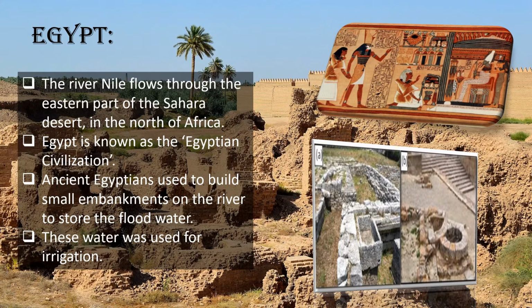Also, ancient Egyptians used to build small embankments on the river to store the flood water, because the flood water was very good for agriculture. After the soil in the flood water settled to the bottom, the water was used for irrigation. These Egyptian people used to save this flooded water with the help of small embankments.